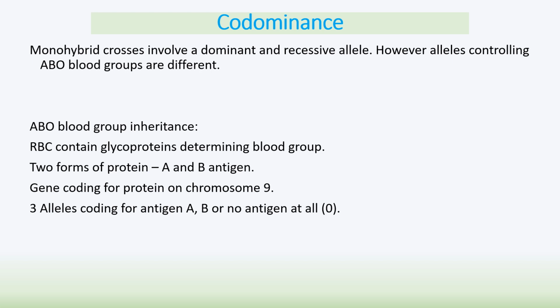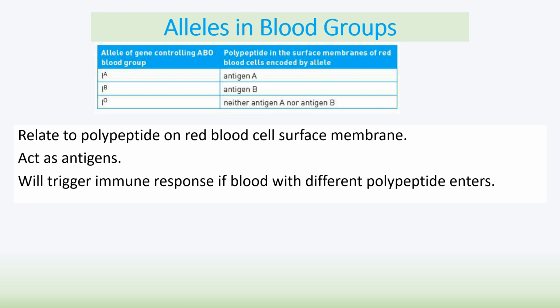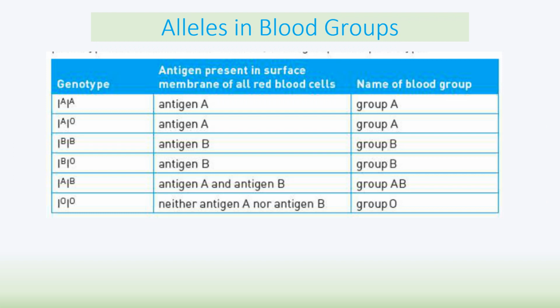3 alleles actually code for A and B, or no. So here you can see we have A. Remember we said earlier on, if it's got more than 2, it's got to have this. Or if it's codominant, it's got to be represented by like this, B, and then neither A and B. Okay, so this relates, as I said, to the polypeptides on the cell surface, which act as antigens. And if you have the wrong polypeptide, it will trigger an immune response, which is why blood groups are important in blood donation. So here you can see how it sort of works.